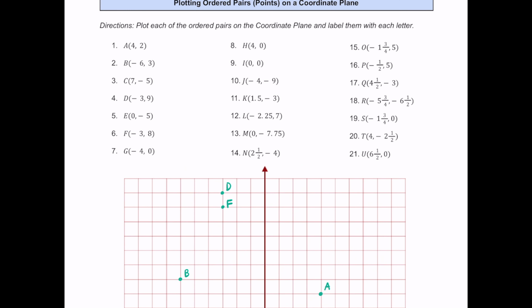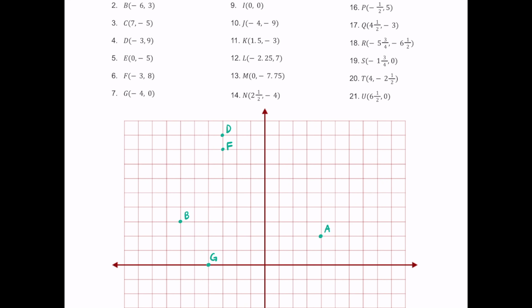All right, let's see. For number 8, we have H, which is 4, 0. So let's go over to our axis, and let's go 4 units to the right, 1, 2, 3, 4, and then don't move up and don't move down. So this is where H is going to be. It's on the positive x-axis.